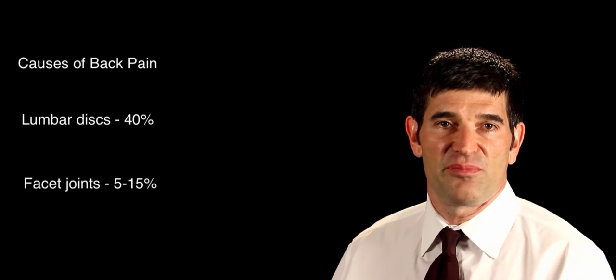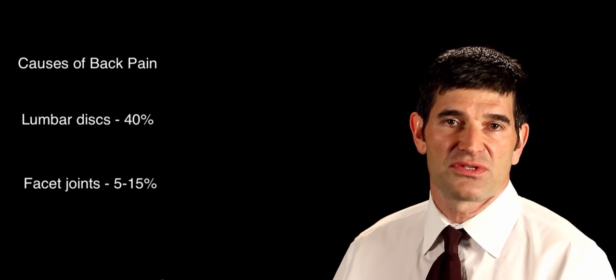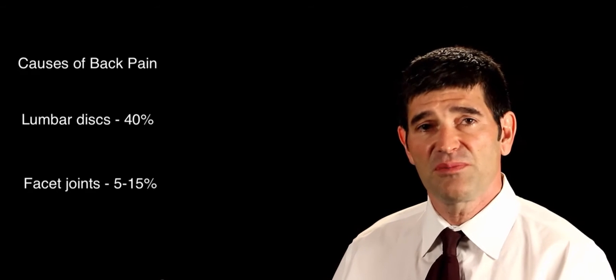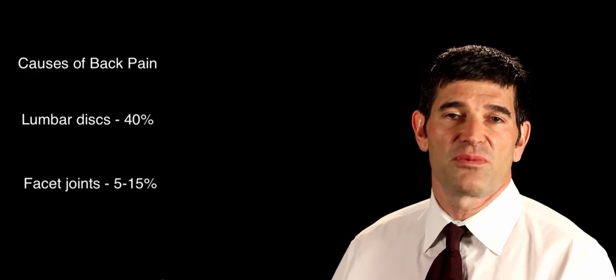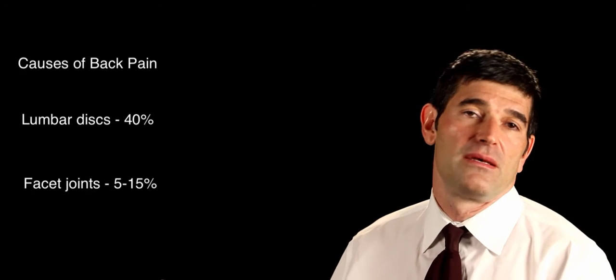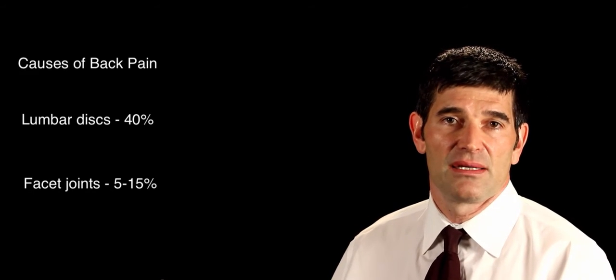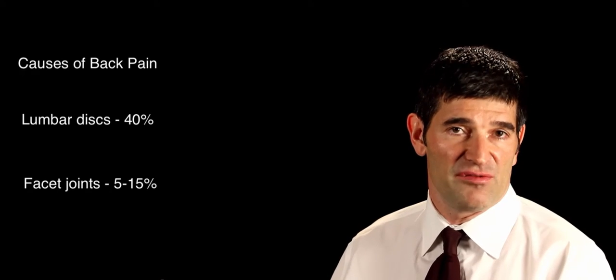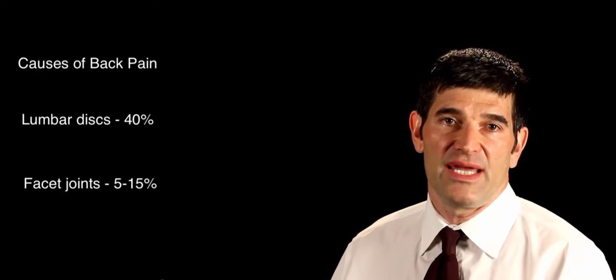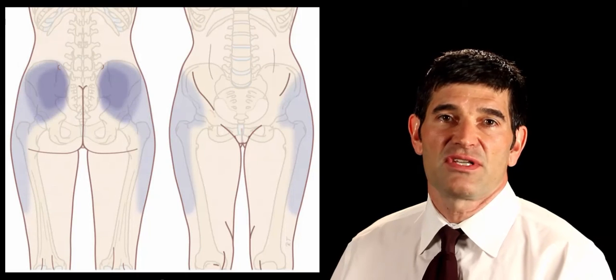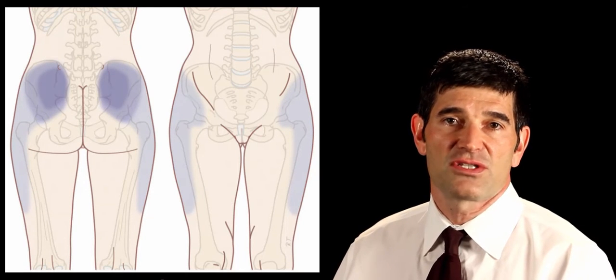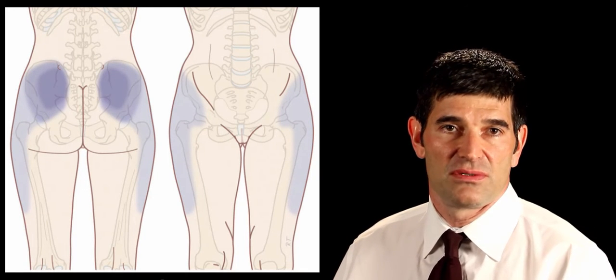About 40% of back pain stems from the lumbar discs, and about 5 to 15% of back pain stems from the facet joints. Pain from discs and facet joints is felt most of the time in the back, but it can also be felt in the pelvis, lower abdomen, and even thighs. Here are some diagrams illustrating how disc or facet joint pain spreads.